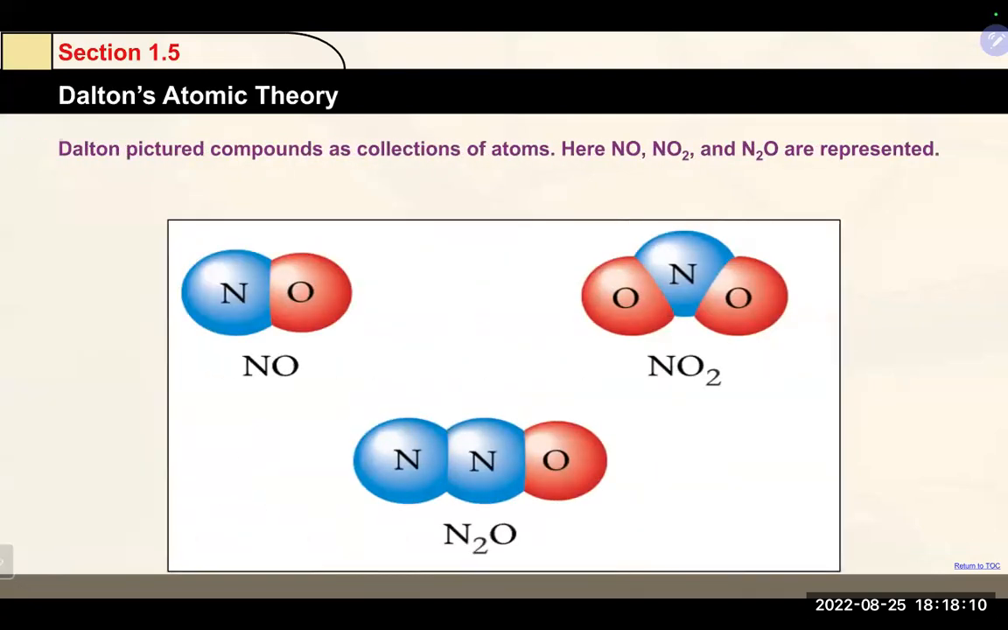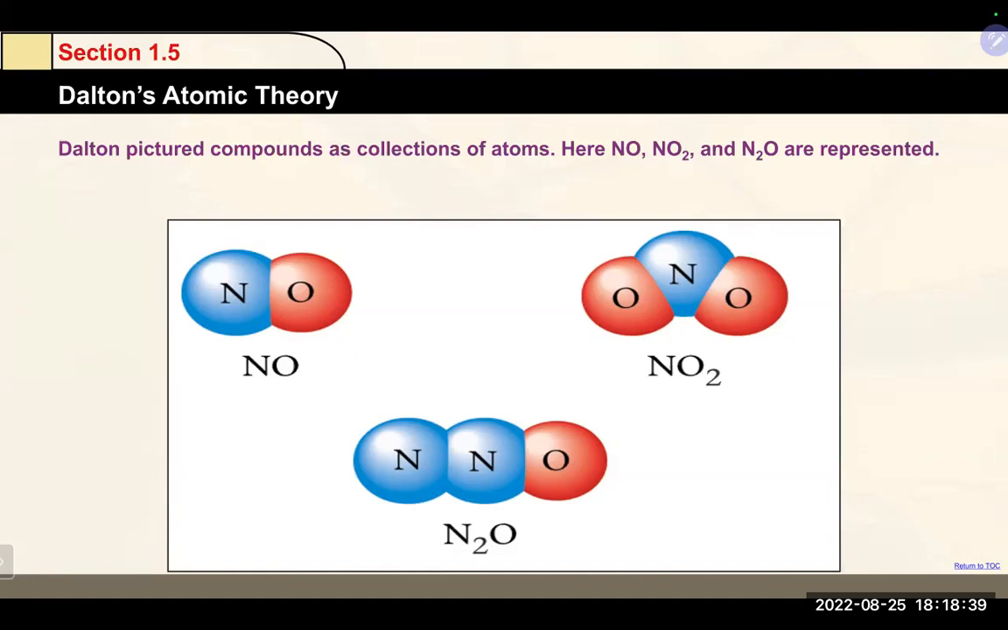All right, so just to finish up here a little bit about Dalton, this is how he pictured the combination of different atoms. You can really think of elements as sort of like the alphabet. There are still only 26 letters, but you can arrange those letters differently and make a bunch of different words. It's the same idea here with elements and atoms.